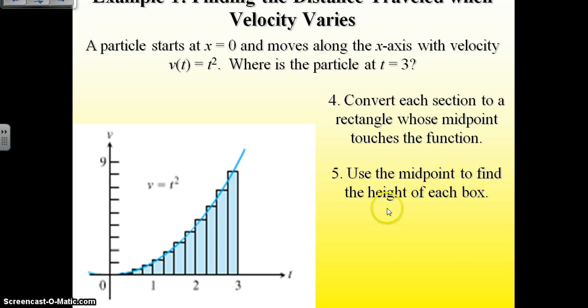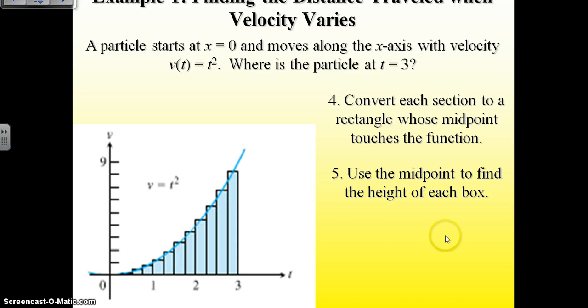Now, we're going to use the midpoint to find the height of each box. What do I mean by that? Well, remember the vertical axis here represents velocity. So if I can find the vertical height of each box here, I have the height for area. Well, to find that height, I need to figure out, what is the value of the function, for instance, right here? What is the value of the function right here and here and here and here and here and so on?